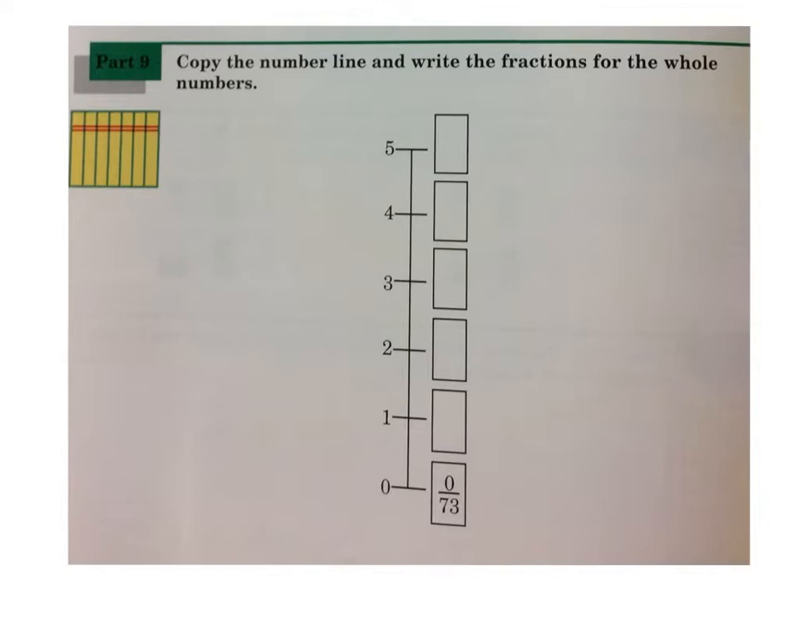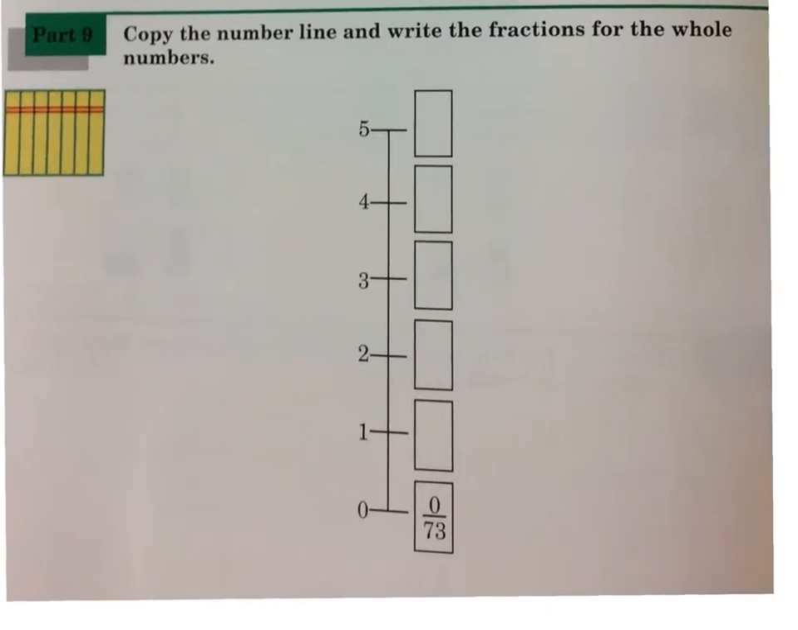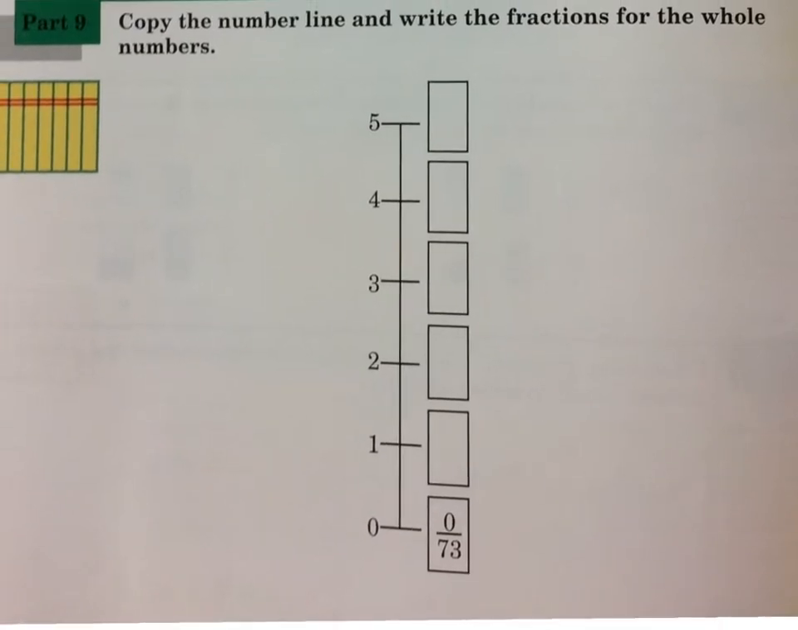So this is a review of something that we did a long time ago. We know that we can write whole numbers on number lines, or we can write fractions for whole numbers on number lines. So when we're writing in the fraction, we already know on number lines that the bottom number for each of these has to be the same. So I can go ahead and start writing my fractions, because I know that all of them are going to have a bottom number of 73.